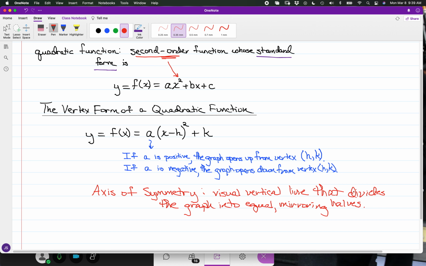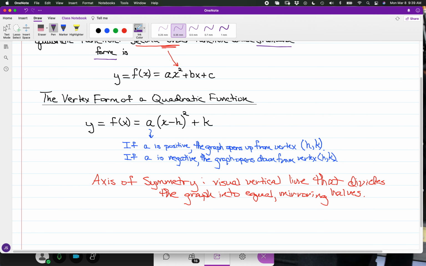Now regarding the term vertex, again, we have the coordinates at h, k. And this is going to be the location from which the graph of the quadratic equation opens.